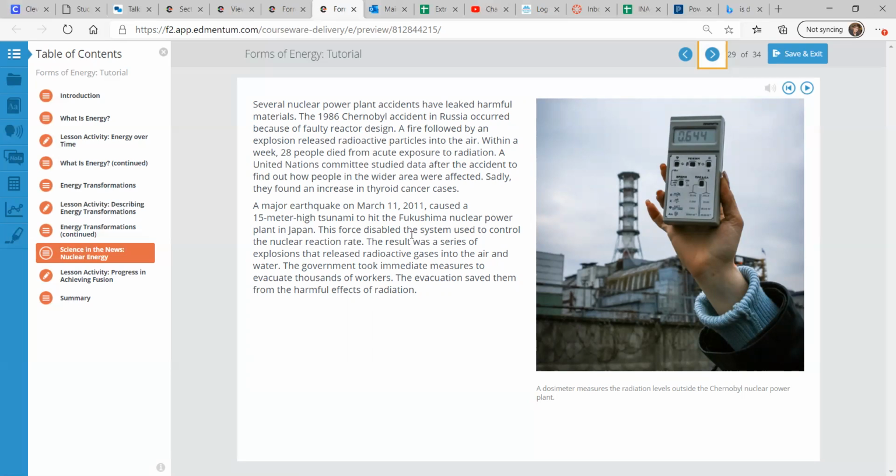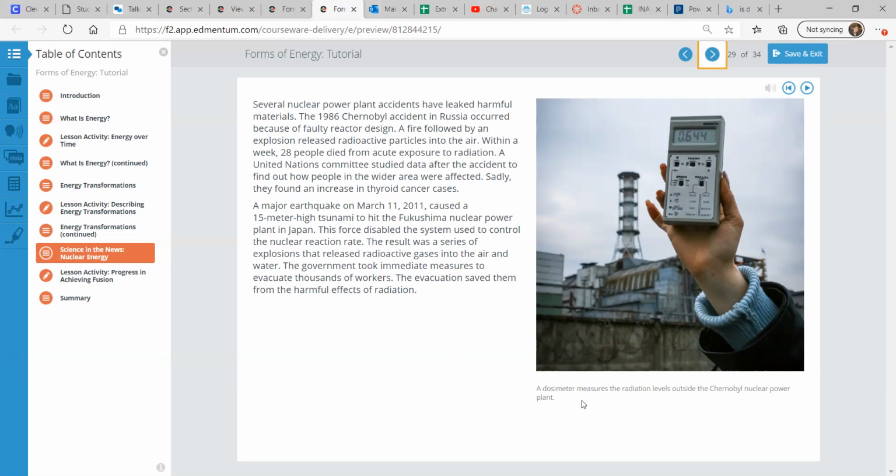A major earthquake on March 11, 2011, caused a 15-meter high tsunami to hit the Fukushima nuclear power plant in Japan. This force disabled the system used to control the nuclear reaction rate. The result was a series of explosions that released radioactive gases into the air and water. The government took immediate measures to evacuate thousands of workers. The evacuation saved them from the harmful effects of radiation.